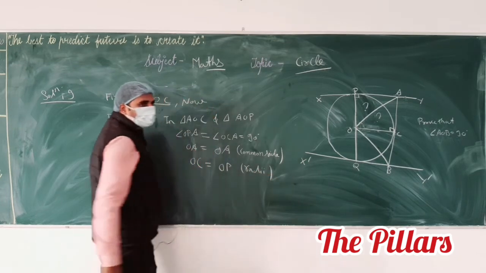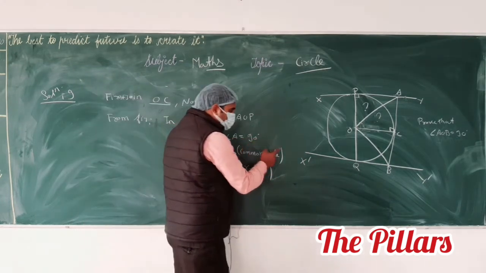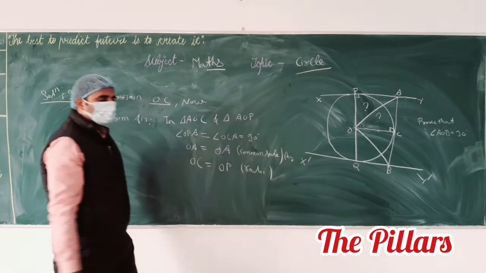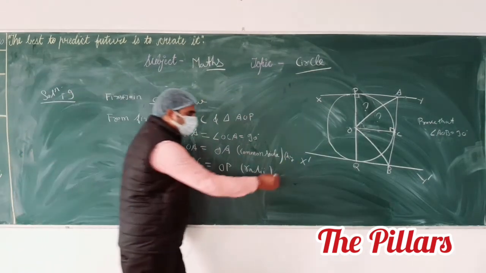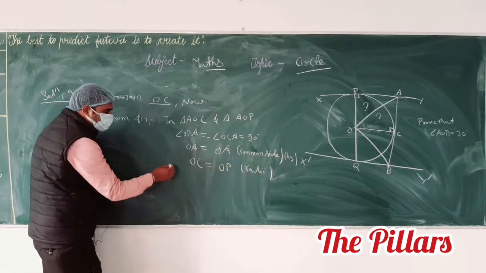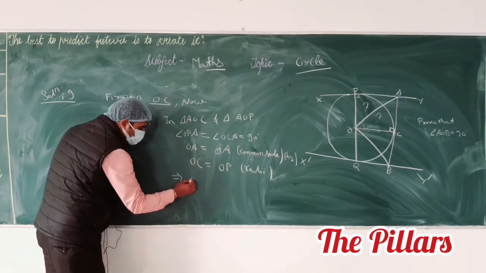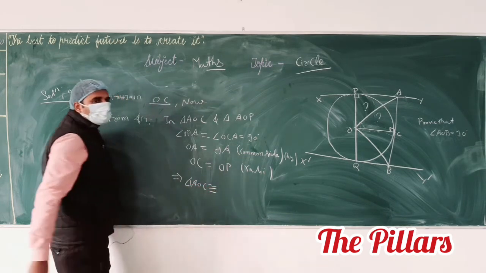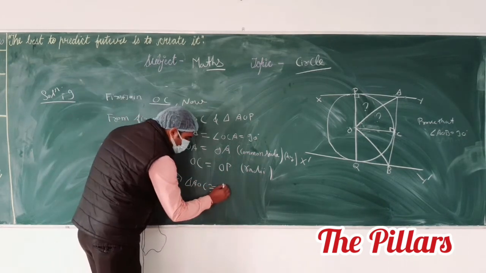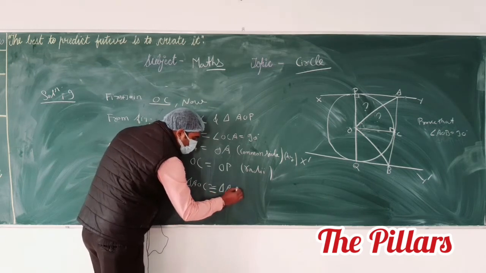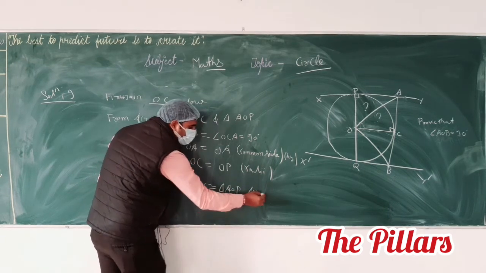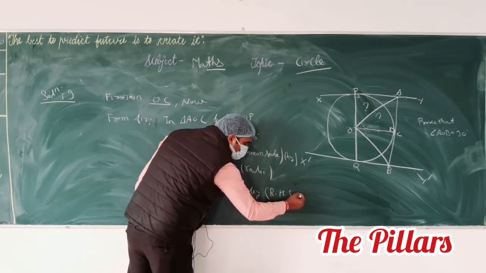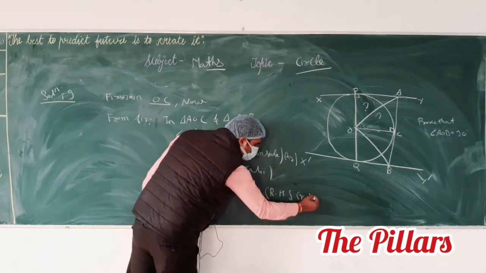Till here, anyone have any problem? This is the 90 degree. This is the hypotenuse, common side. Till here, anyone any problem? This implies that triangle AOC is congruent to triangle AOP by right angle, hypotenuse, side criteria.